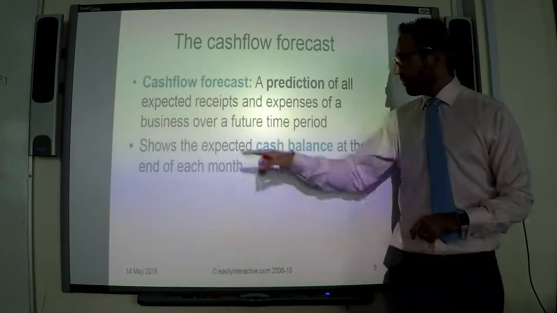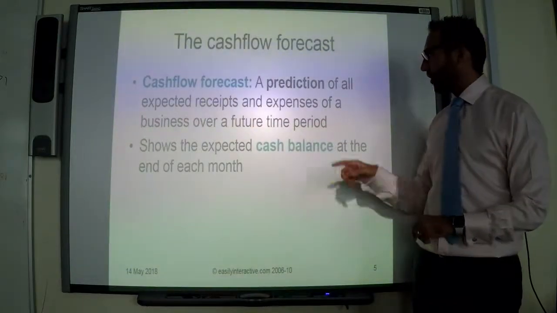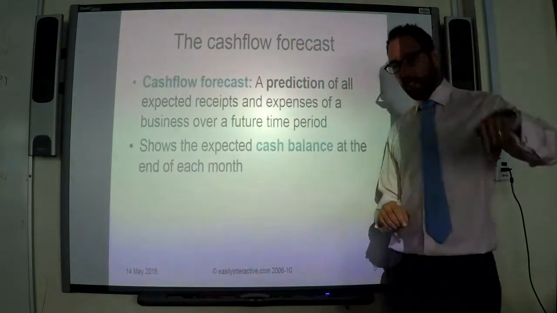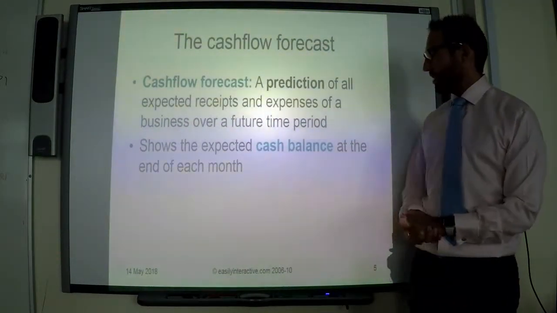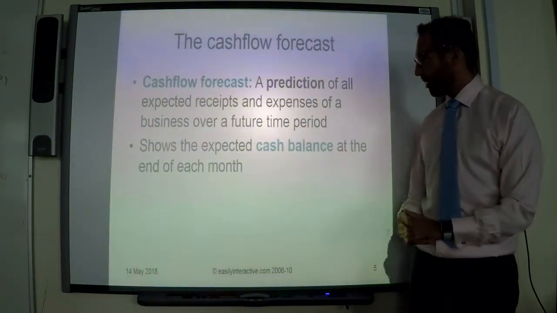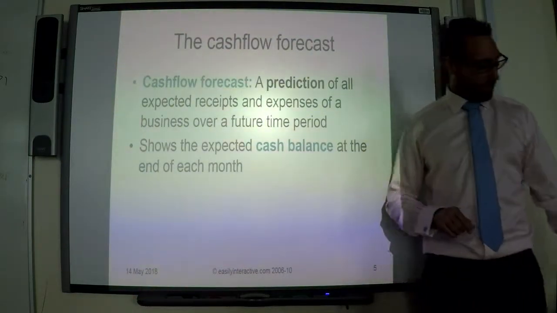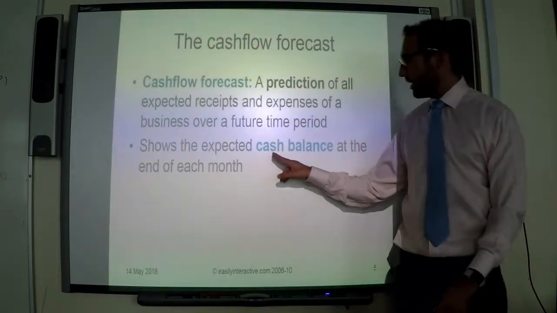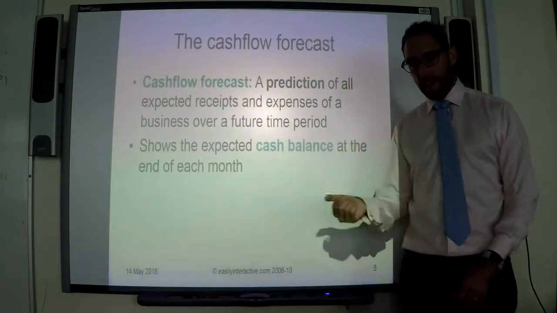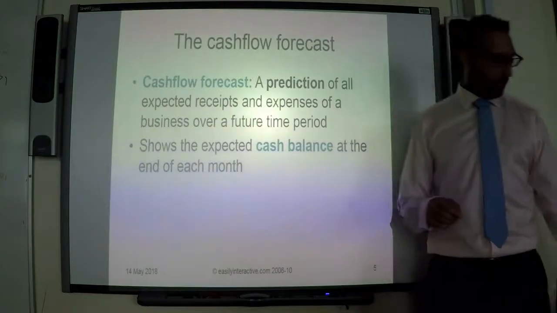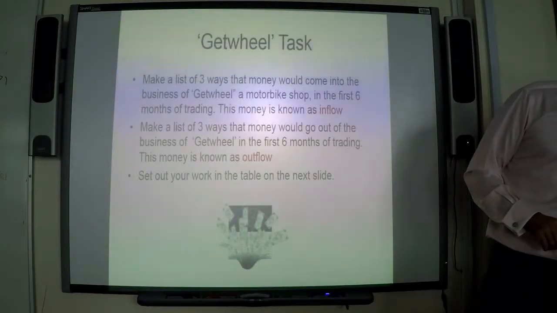Okay, so receipts is inflow, expenses is outflow. So it's the prediction of expected inflows and outflows in the business over a period of time. Okay, and it shows our final balance. And remember, we're trying to predict any time when our cash balance might be negative, when we might run out of cash. Okay, we must not run out of cash in business.